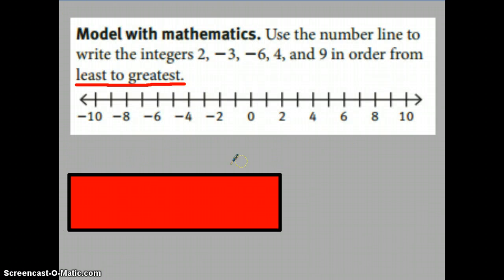Okay, so let's look at this one. This says use the number line to write the integers 2, -3, -6, 4, and 9 in order from least to greatest.